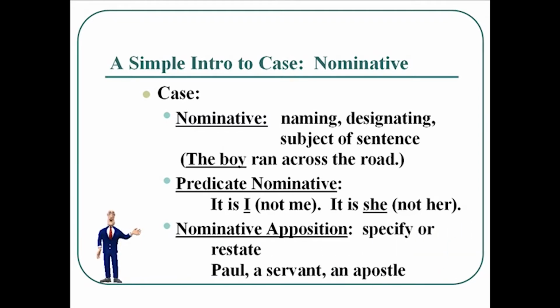The nominative also has an appositional function. What apposition means is that it specifies or restates another nominative. So, for example, Paul, a servant, an apostle, called to be whatever. Paul, a servant, and apostle are all appositional. The servant and the apostle are appositional to Paul and restate and specify more exactly the aspect of Paul that's being developed.